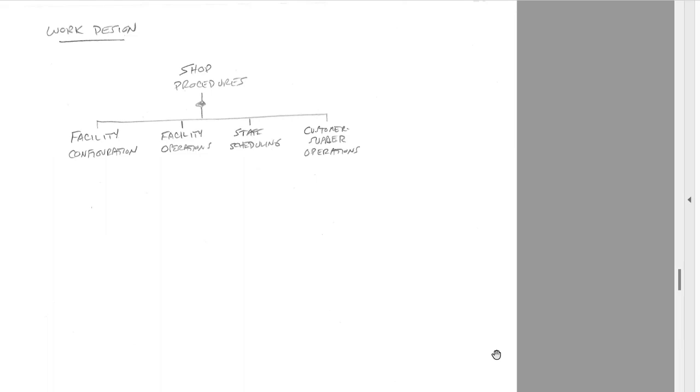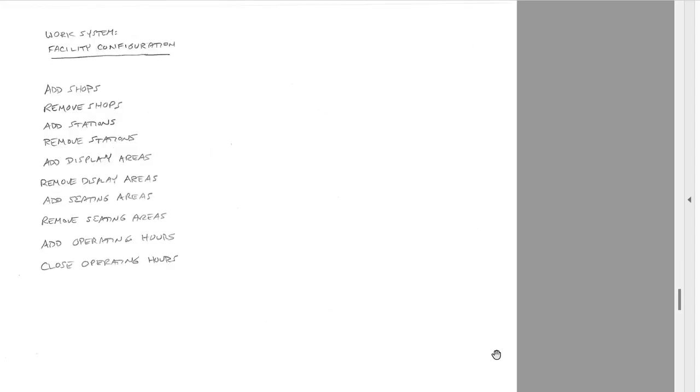The work design, I ended up coming up with procedures for all the flows and all those stock and flow diagrams. I ended up grouping them into 4 groups: the facility configuration, the facility operations, the staff scheduling, and then the customer supplier operations. So the main store is in that last piece, but the first 3 get me there in terms of getting implementation of all those stocks that I talked about in the earlier diagrams. I won't go through them in all the detail, but the facility configuration, that deals with the adding and subtracting of shops and stations and the display area, seating and operating hours that go into that original facility model.